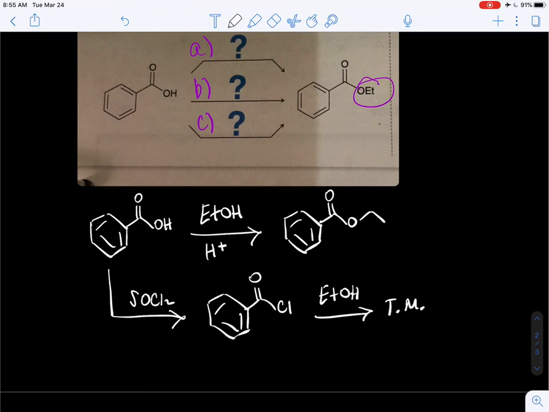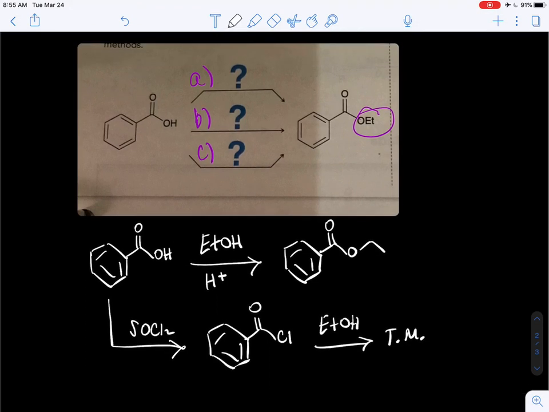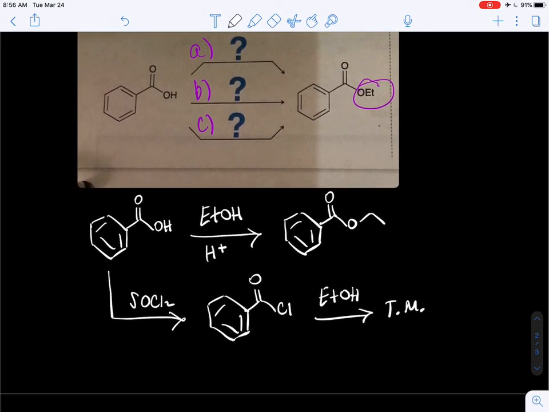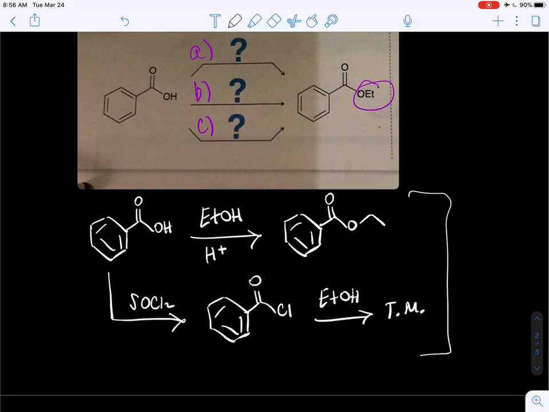Now a third way that you could do this chemical reaction is, at the moment I'm drawing a blank here. I'm thinking maybe they're thinking you can go from an anhydride or something. I'm not sure what they're really looking for. But these you should know for sure at this point, right off the tip of your tongue type of thing.